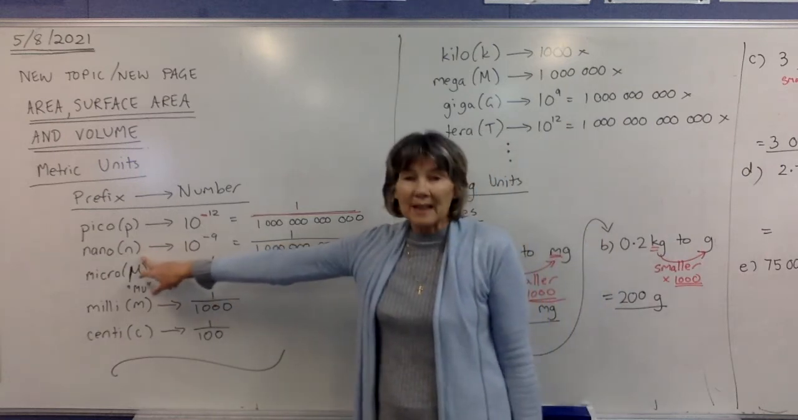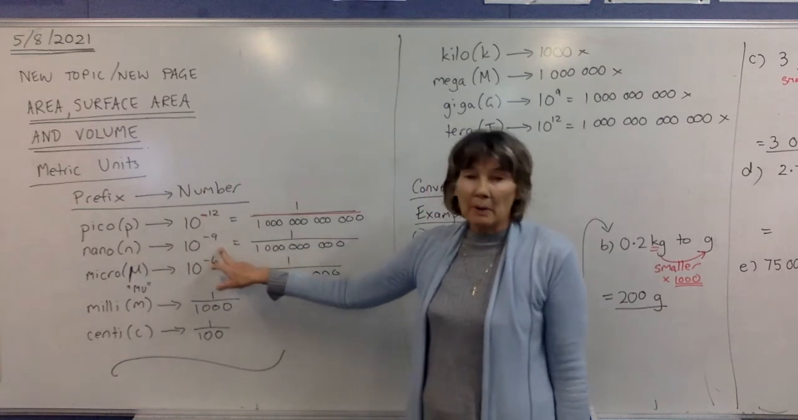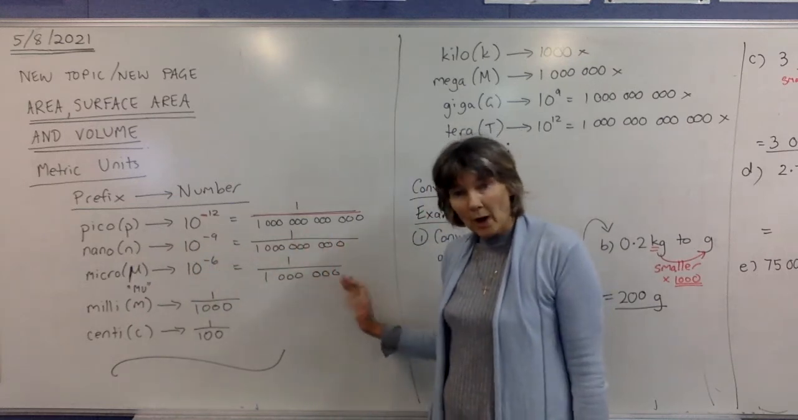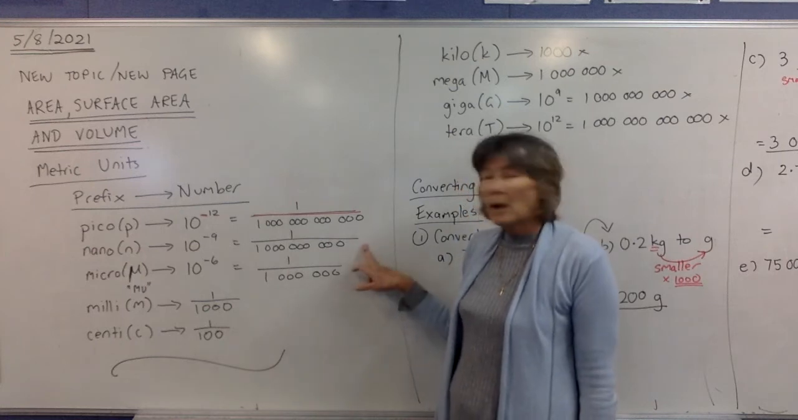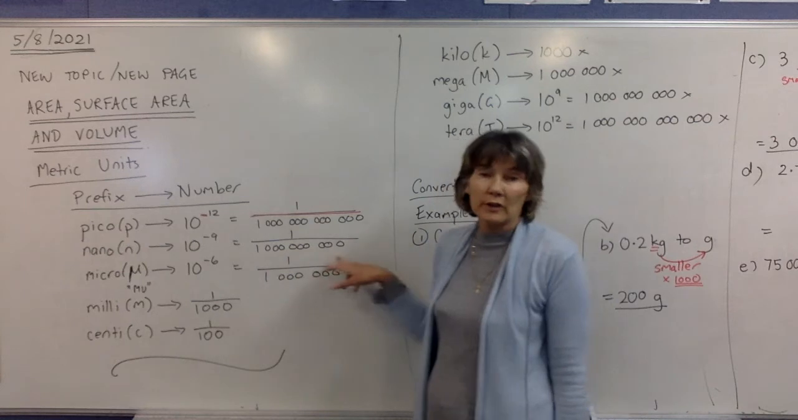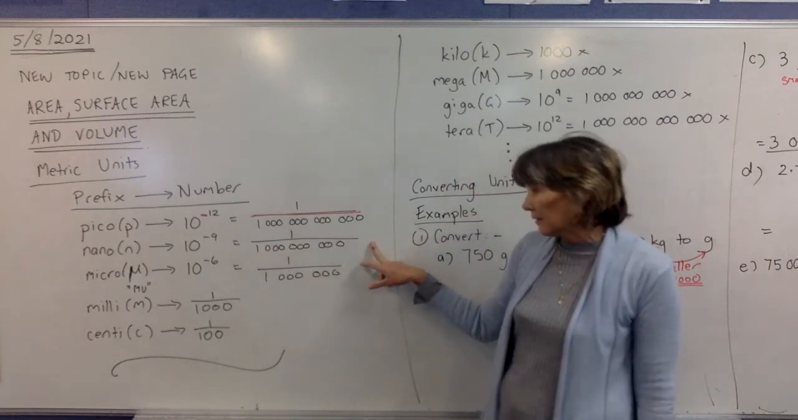Okay, nano is bigger than that. It's got the prefix N. It's 10 to the power of minus 9, which is 1 over a 1 with 9 zeros after it. So it's 1 over a billion. A billion has got 9 zeros, so it's a billionth.